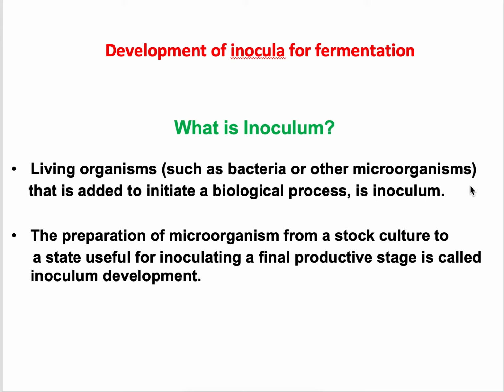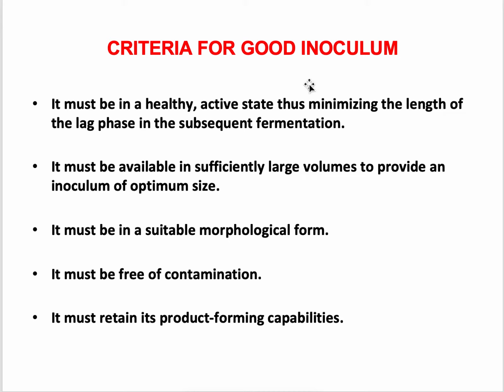So we can define the process of inoculum development like this: the preparation of microorganism from a stock culture to a state useful for inoculating a final productive stage is called inoculum development. When we develop or prepare inoculum, it should have some desired characteristics. So these are those desired characteristics.